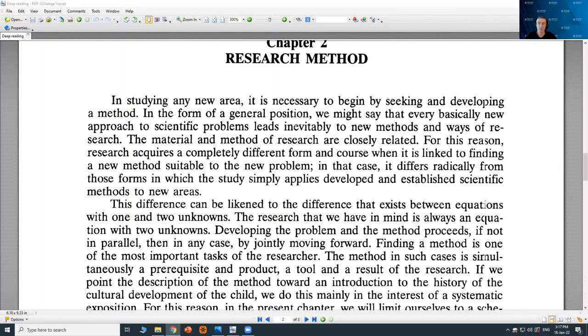But why then does Vygotsky say "by seeking and developing a method"? Why didn't he say "by seeking a new method" or "by developing a new method"? Why did he say "by seeking and developing"? Are seeking and developing the same? Or are there two stages, first seeking and then developing? Or is this just metaphoric? What do you think, John?